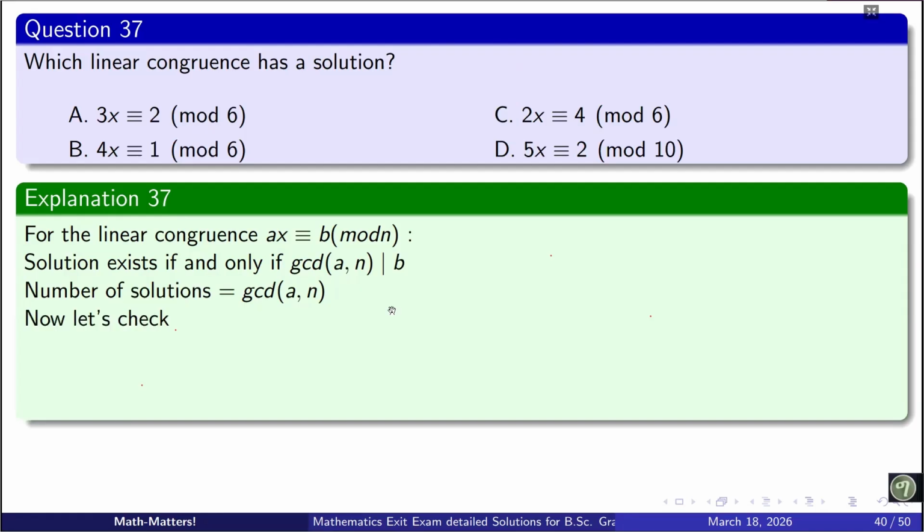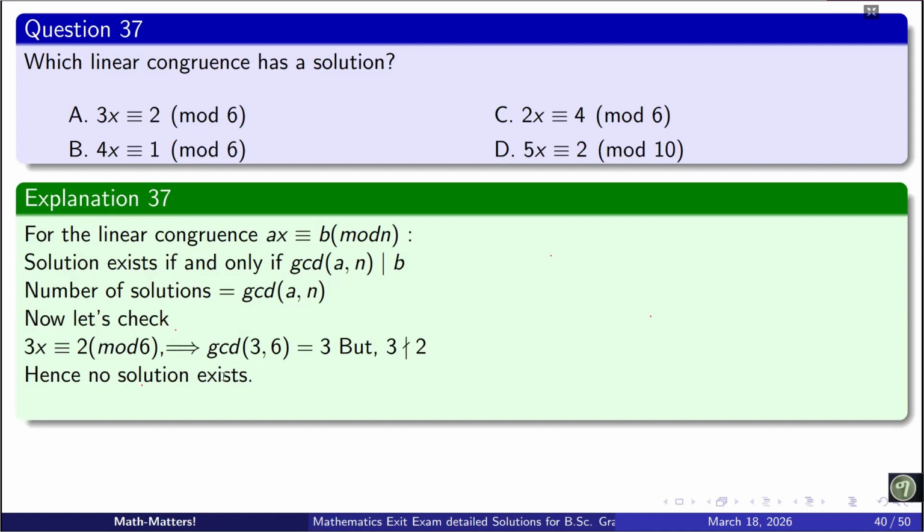Therefore, now let's check that. For example, the first one, 3x is congruent to 2 modulo 6. Here, a is 3, b is 2, and 6 is n. So the GCD of 3 and 6 is 3, but 3 doesn't divide b, which in this case is 2. Therefore, no solution, or simply 3x congruent to 2 modulo 6 doesn't have a solution.